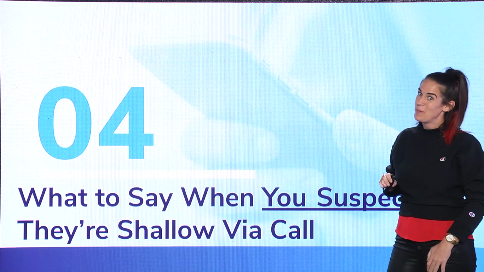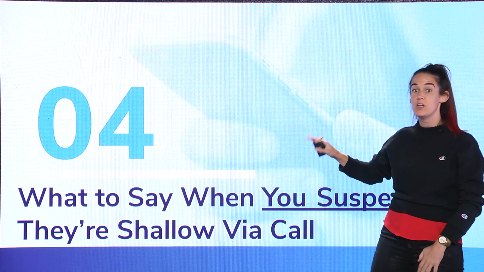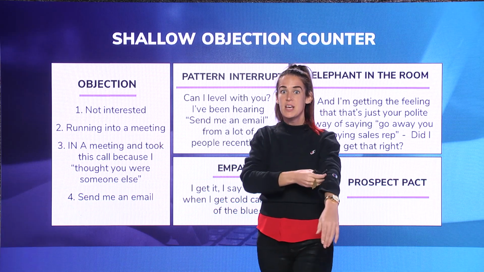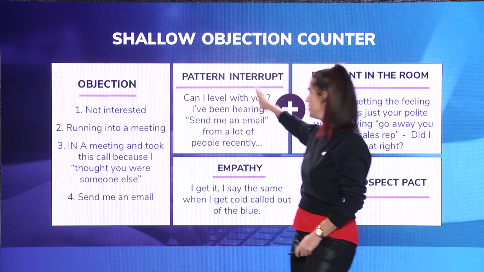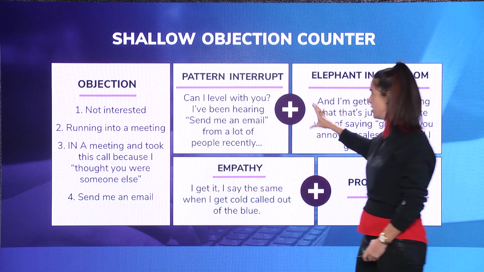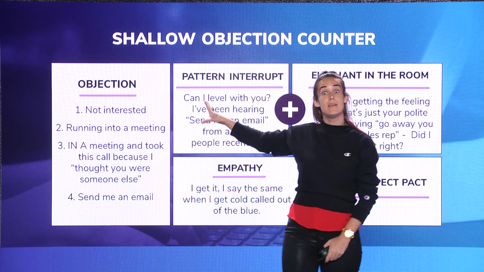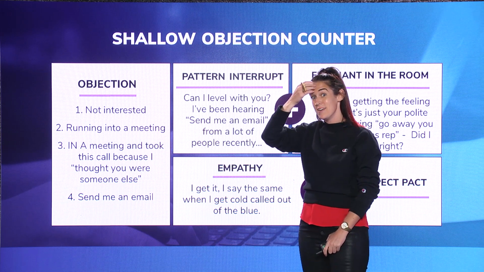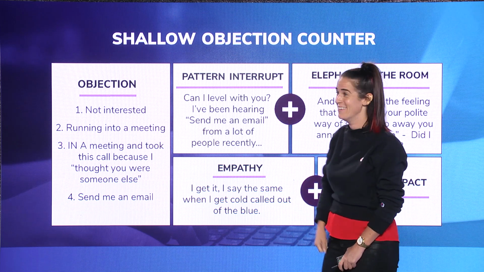So let's talk about being shallow, y'all. Number 4, what to say when you suspect that this objection is shallow when you're on a cold call. I have a 4-step process. Here are a couple of objections that are typically shallow, not necessarily always: not interested, running into a meeting and took this call because I thought you were somebody else, and send me an email. Especially if they say running into a meeting, I check the time. If it's 2:38, it is probably a shallow objection because no one has a meeting that starts at 2:39.